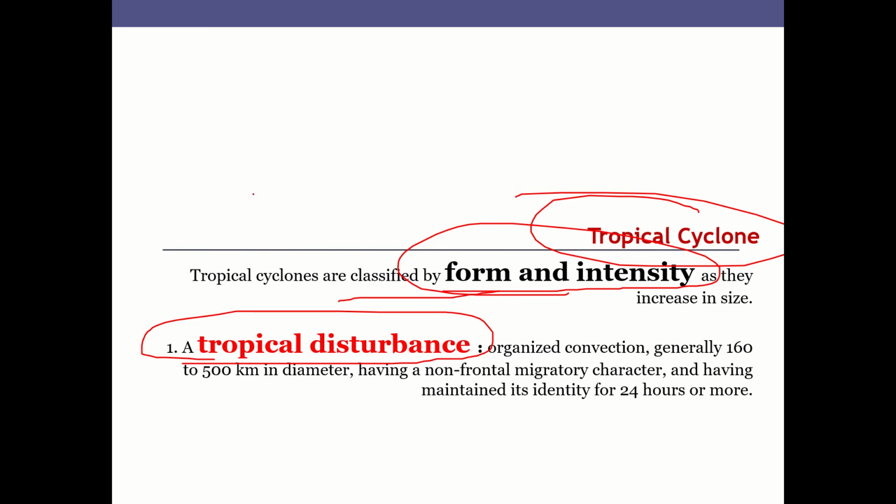What is a tropical disturbance? A tropical disturbance is an organized convection, generally 160 to 500 kilometers in diameter, having non-frontal migratory character and having maintained its intensity for up to 24 hours.